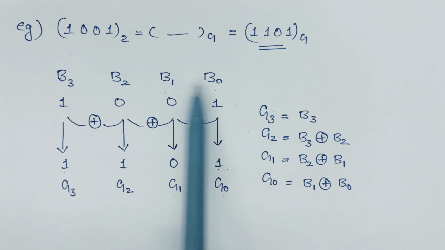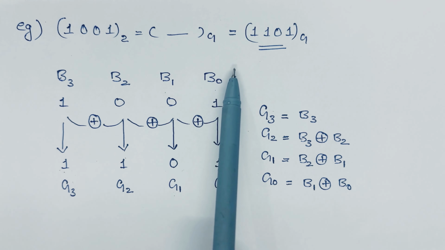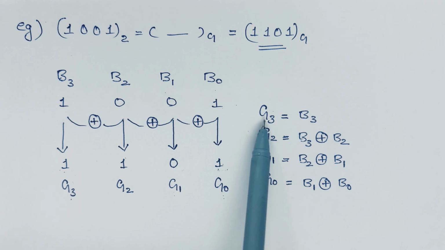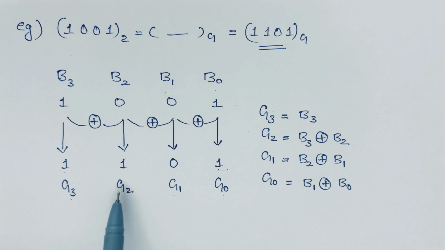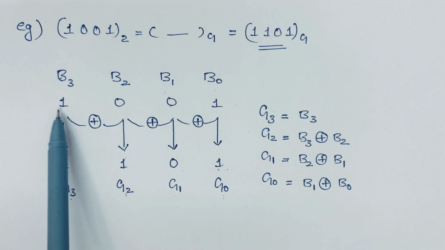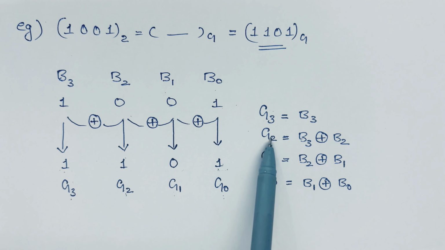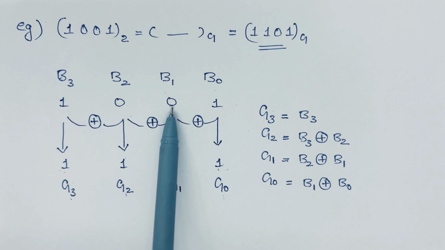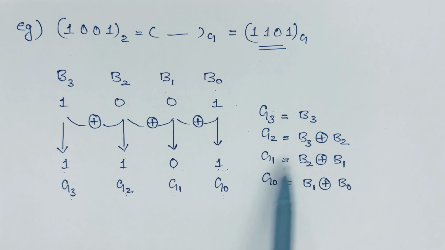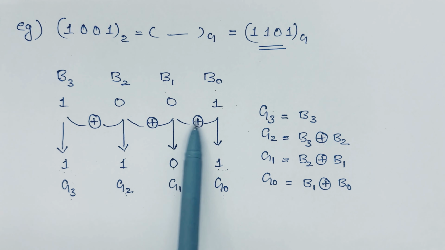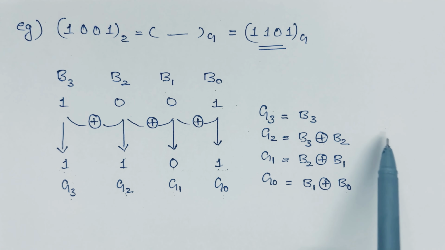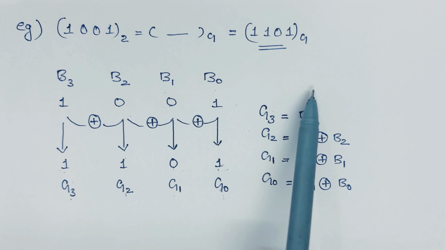Now we are going to write the equations for the binary to gray conversion. So for the first gray bit, G3 is equal to B3. Now the next gray bit, G2, is equal to B3 XOR B2. And G1 is equal to B2 XOR B1. And G0 is equal to B1 XOR B0. So we got the equations, and using these equations we can design a binary to gray code converter circuit.